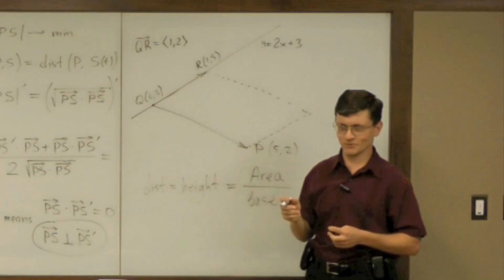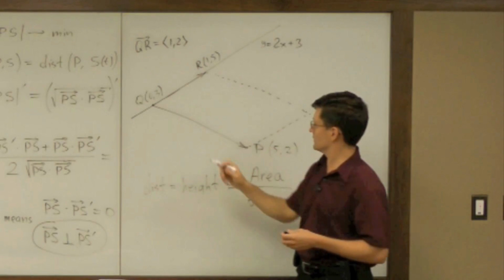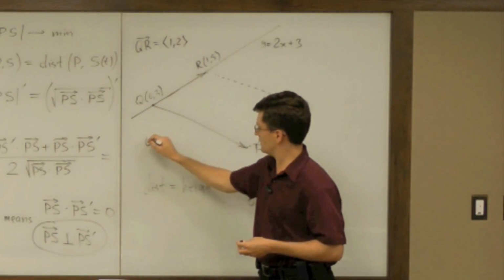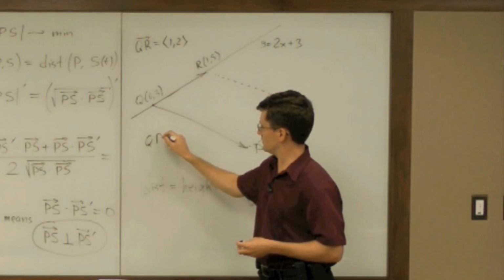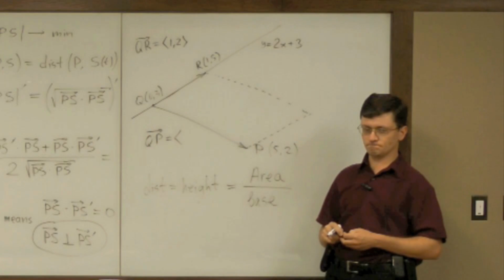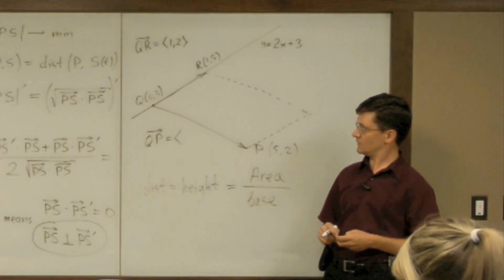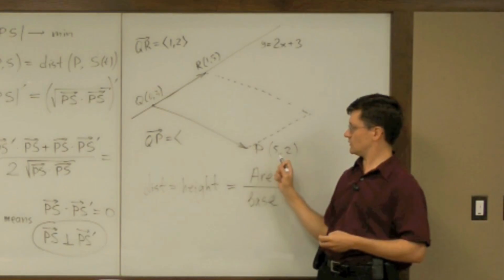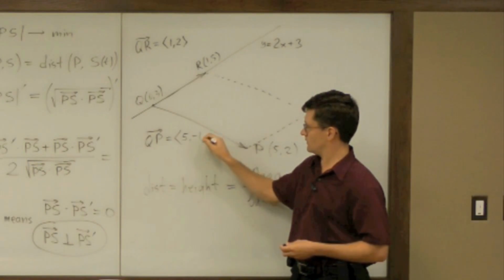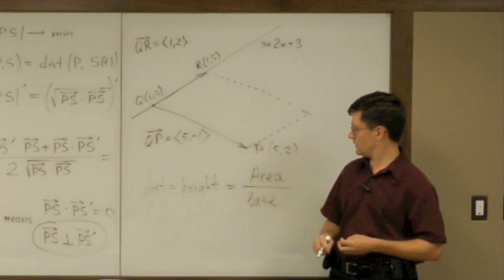Does everybody agree so far? So I made a vector. Can you make a vector QP? What is that? From Q to P, it makes 5 minus 1. Okay.